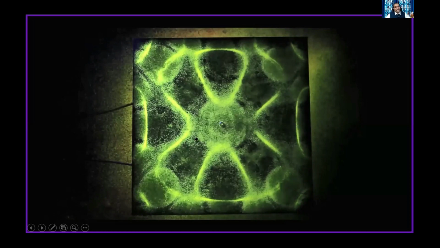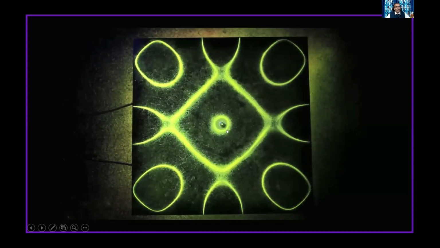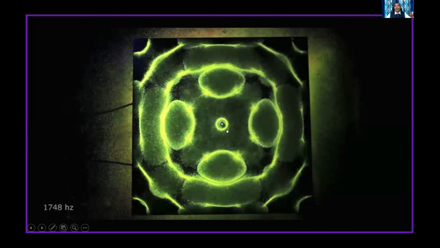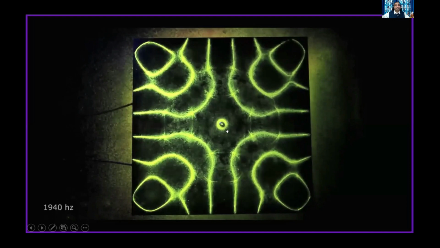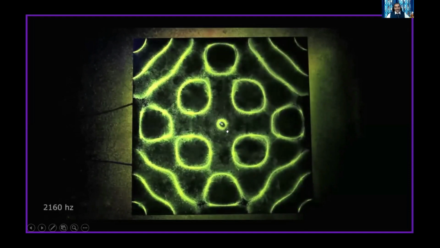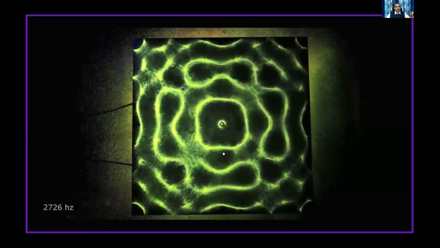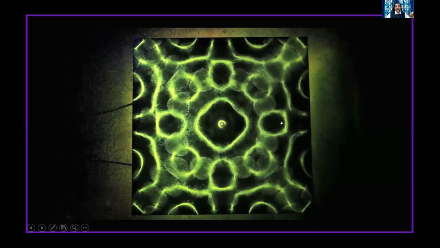At 909 hertz, it creates tiny circles around it, and at 1409 hertz, it creates a different pattern. You see, as the frequency increases, the structure gets more and more complicated. That's how it is. At 2027 hertz, this is exactly how it looks. At 3425 hertz, at 3838 hertz, and 4040 hertz. This is how the creation happens.